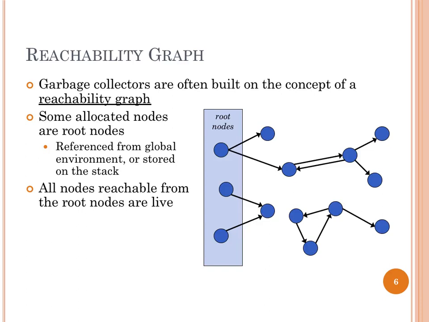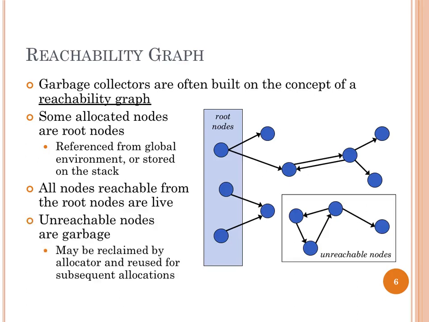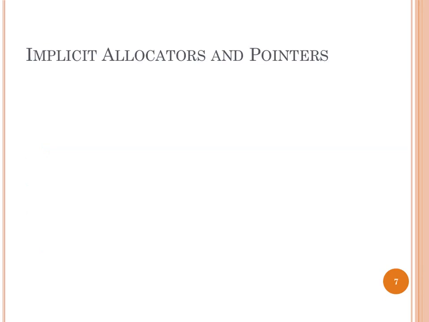Is everybody convinced of that? If the program doesn't know about it, it's garbage and we can take it back. Okay? That's the underlying premise here. So we have this nice little constellation of nodes over here in the bottom right that are unreachable. Okay, any questions? So this is the idea, and somehow we need to figure out what is the reachability graph for a program running in our language.